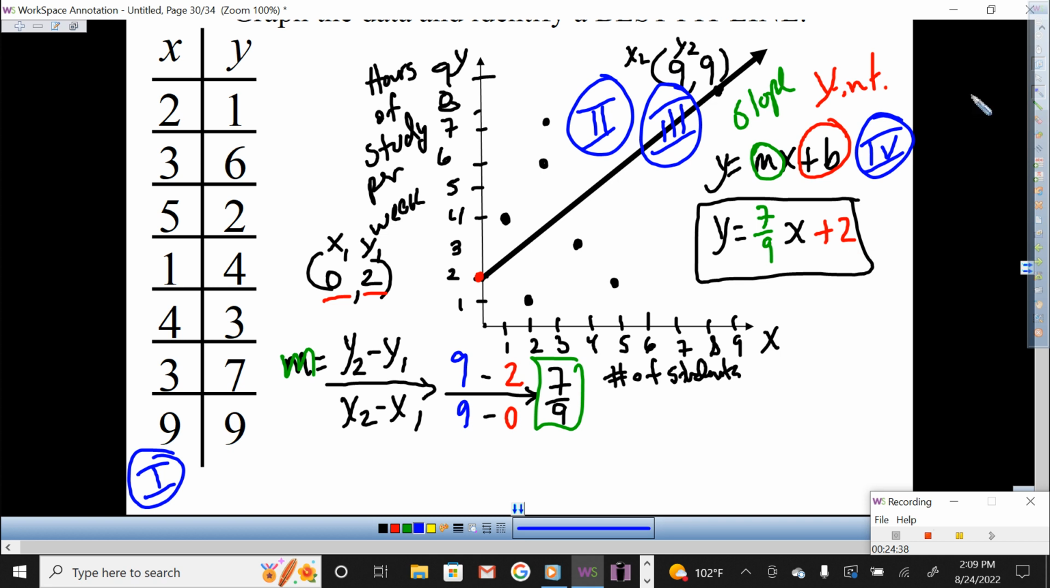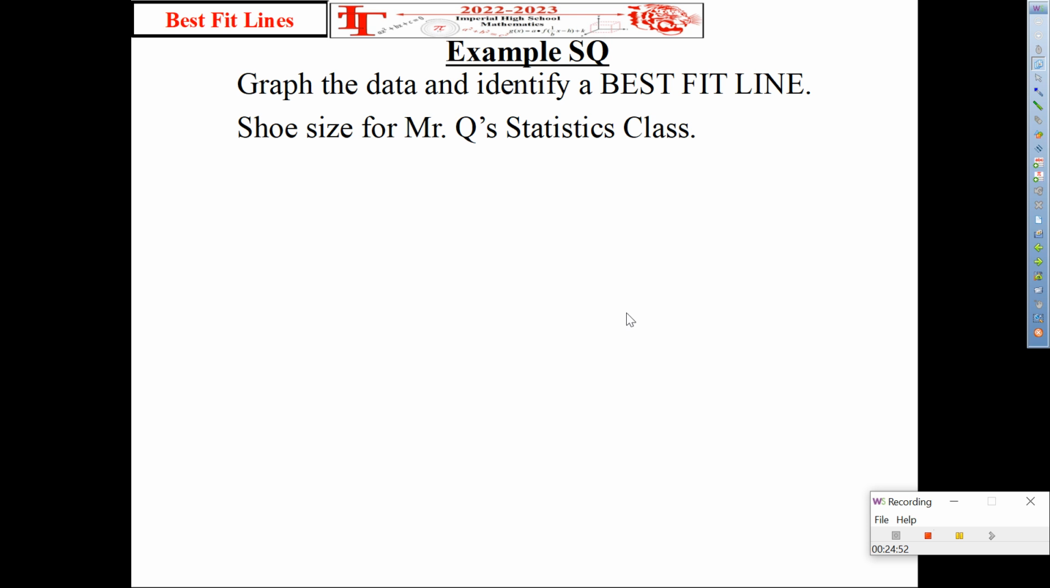All right. Seniors. Example, supercube. Copy this one. Same instructions except for, here goes the problem, shoe size for Mr. Q statistics class. And that's all I'm going to give you. Talk it over with your neighbor, let them know what you need to do to find the best fit line with its equation.